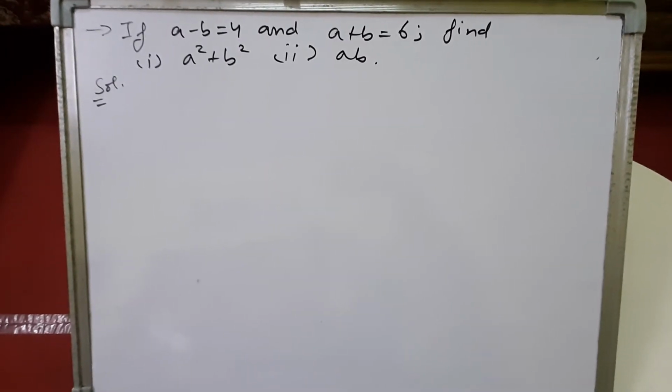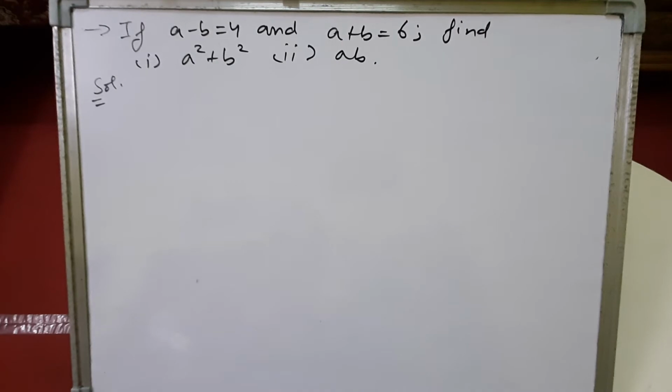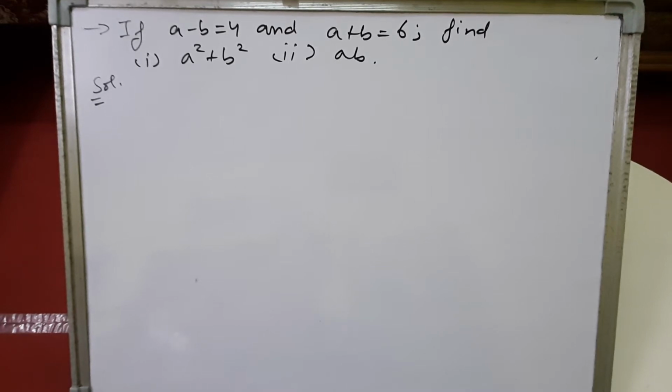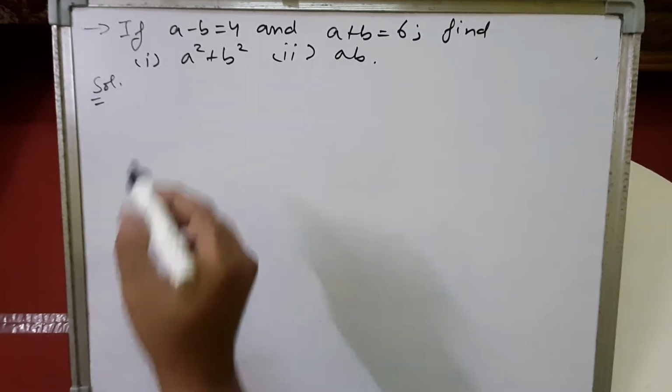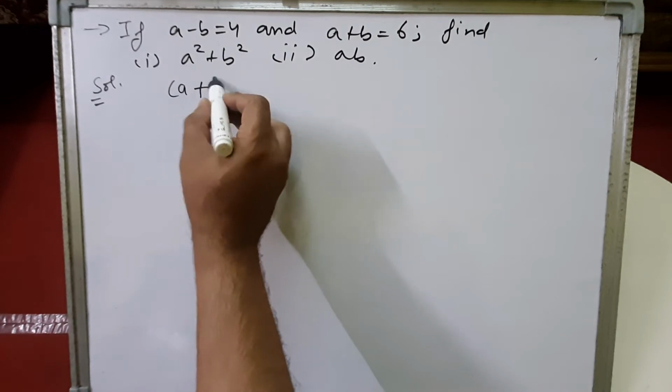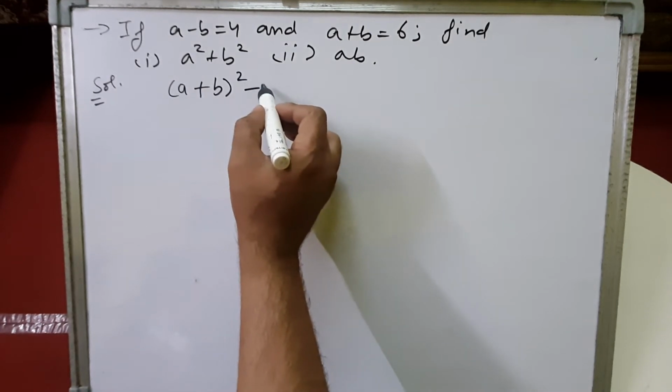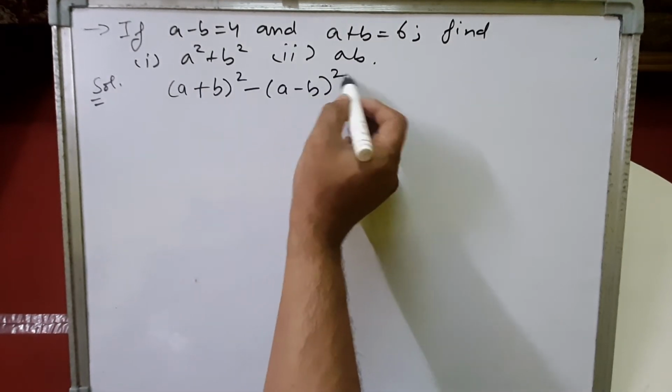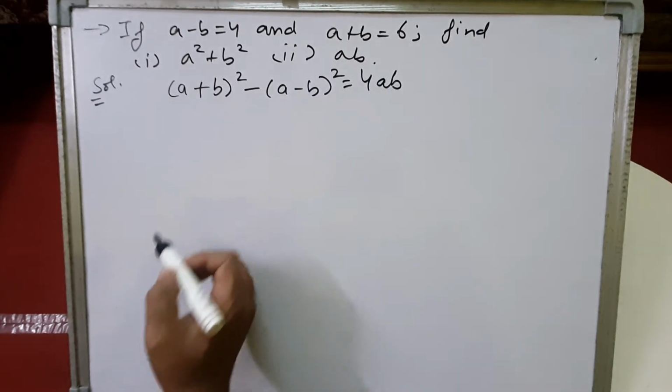Let's see this sum, children. Now here we are given that if a minus b equals 4 and ab equals 6, find the value of a square plus b square and ab. So let's see the solution. Again we are going to use the same formula that we have studied to solve the previous sum. a plus b to the whole square minus a minus b to the whole square equals 4ab.